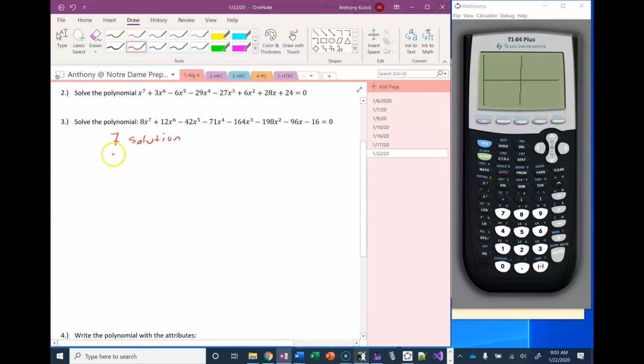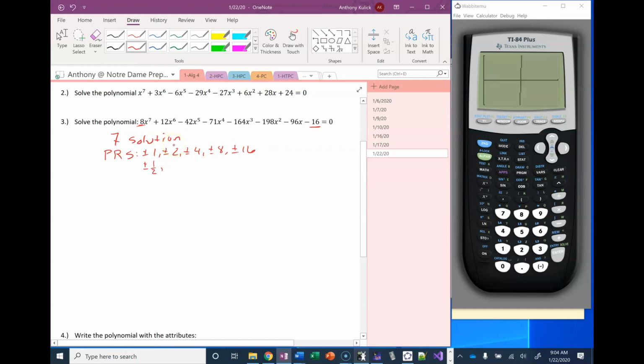Okay. What I'm going to do now is I'm going to list my possible rational solutions. So the way I get those is I'm going to look at the factors of 16 divided by the factors of 8. So the factors of 16 are plus or minus 1, 2, 4, 8, and 16. But I also have to divide those numbers by the factors of 8. So I'm also going to have plus or minus 1 over 2. I'm not going to write down 2 over 2 because 2 over 2 is just 1, and that's already listed.